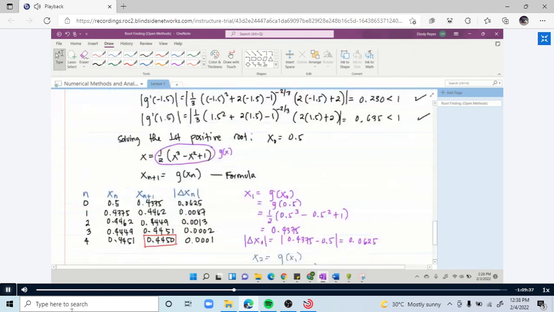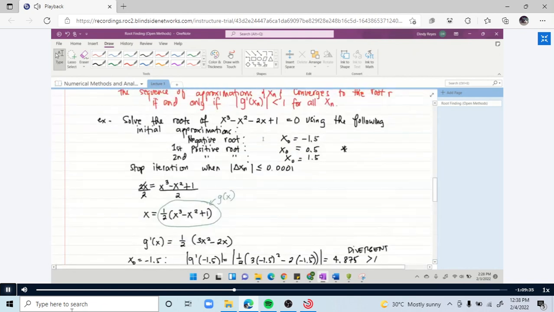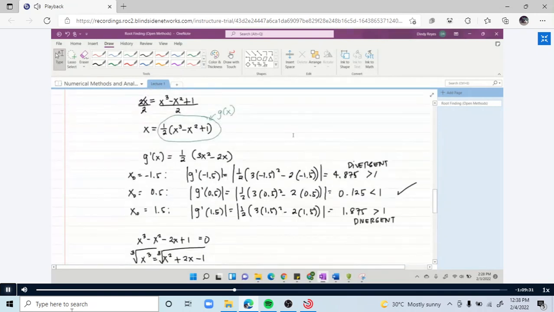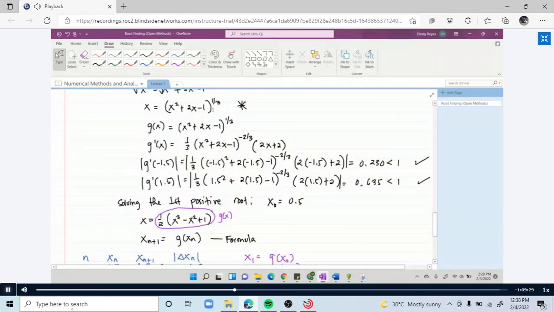Any questions? So it's the same thing when you solve for the negative root and the second positive root. Kaya lang, instead of using this formula, ito yung gagamitin natin, no? Yung ibang rearrangement ang gagamitin natin. So, ito yung magiging G natin.